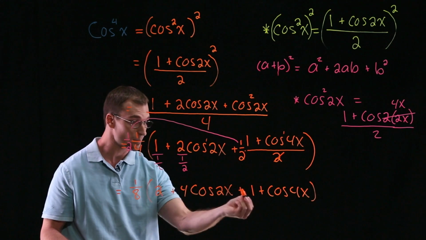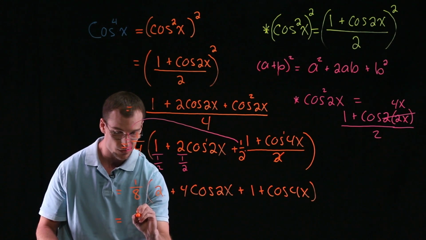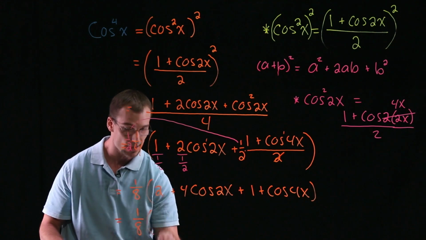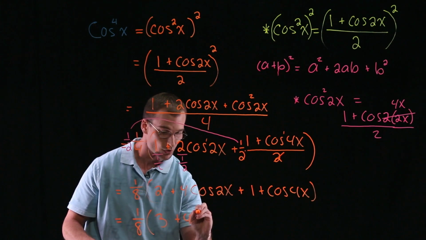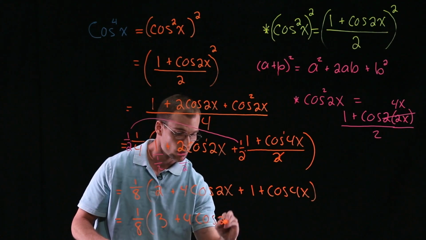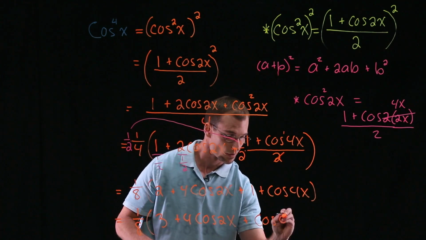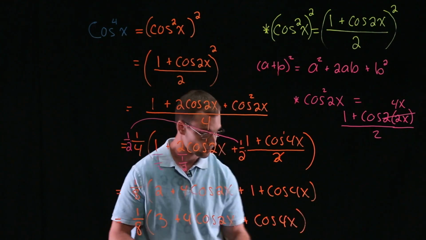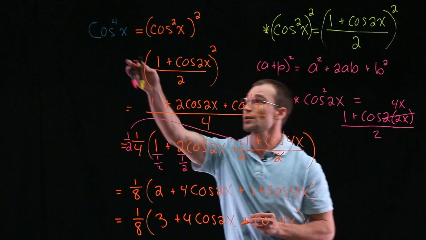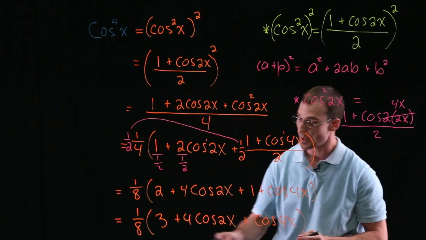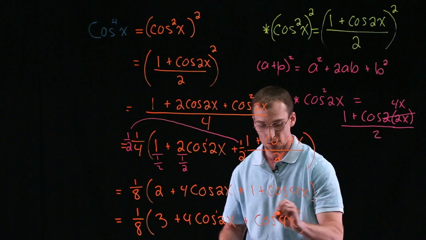We can combine some like terms, namely just our constants 2 and 1. So in the end, this will give us the expression 1/8 times 2 plus 1 is 3, plus 4 cosine 2x plus cosine 4x. So, like we said, we've taken our expression cosine to the 4th x and simplified it to an expression where, again, we have first powers of cosine and multiple angles.